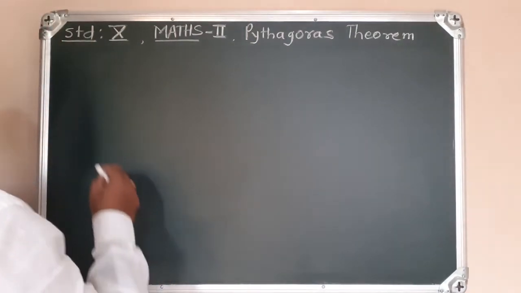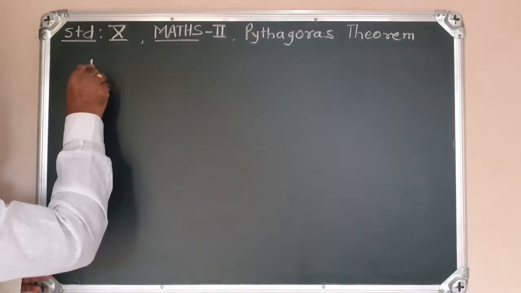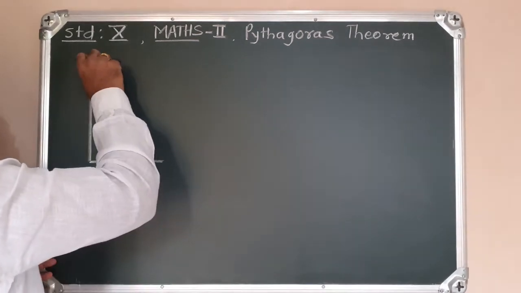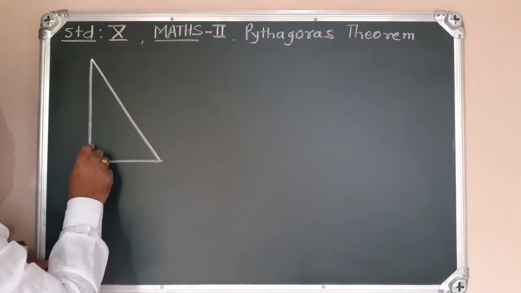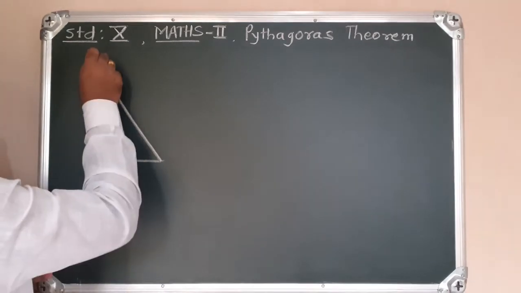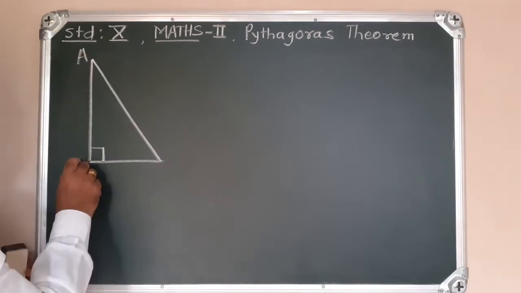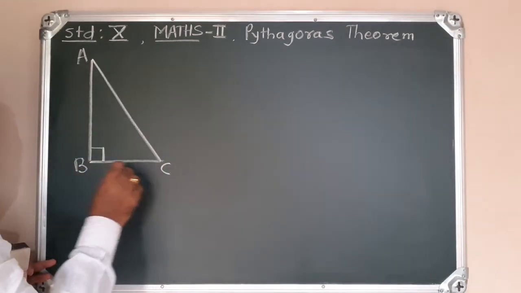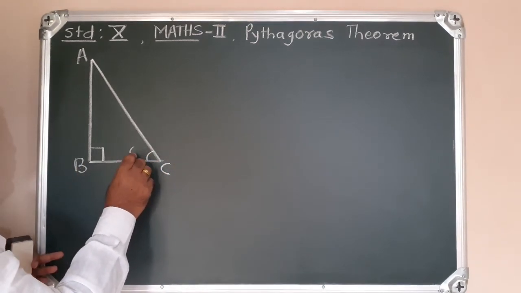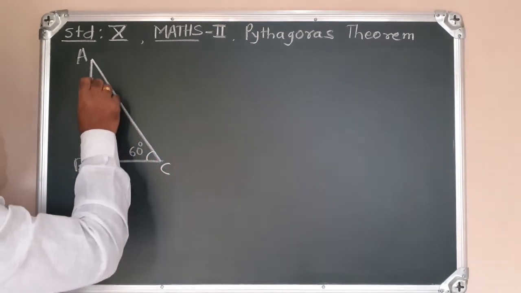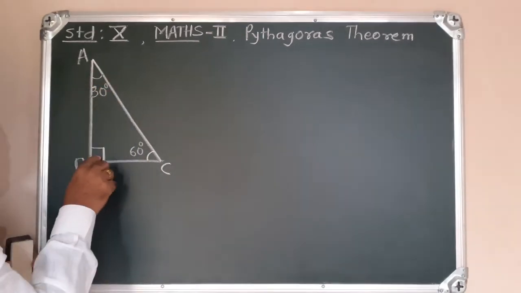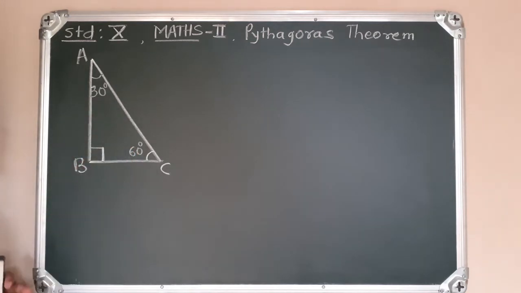Now see here, if this is a right angled triangle, here there is a right angle. Suppose this is a triangle ABC, where measure of angle B is 90 degree, measure of angle C is 60 degree, and measure of angle A is 30 degree. So this is right angle, and these are two acute angles.